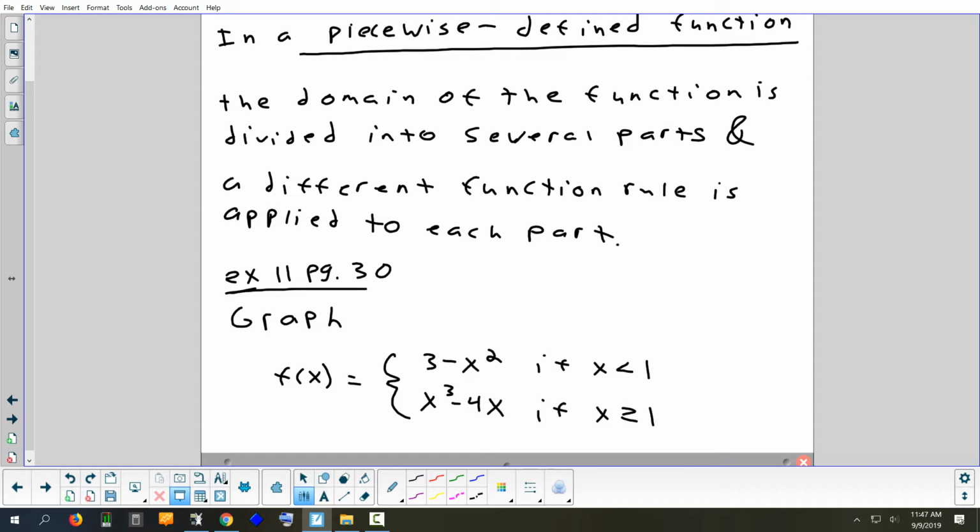And I mean, you could split it up more than that. You could say, well, if you're less than 1, I'm going to use this. If I'm between 1 and 4, I'll use this formula. And if I'm bigger than 4, I'll use this formula. It's just a different formula depending on what number you're given. The big thing, I want to show you how to graph this.